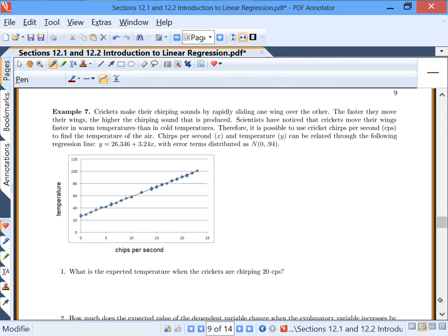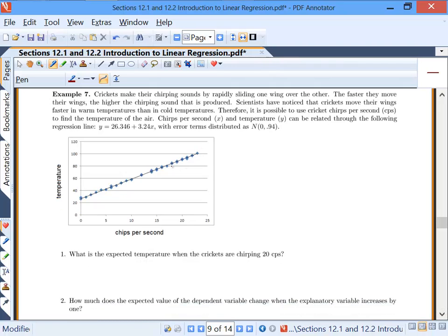So, in the clip we watched, he knew the temperature and wanted to know what type of cricket it was, so it was kind of the opposite. Now we know the chirps per second, and we want to know the temperature, so we can actually use the crickets to predict the temperature.